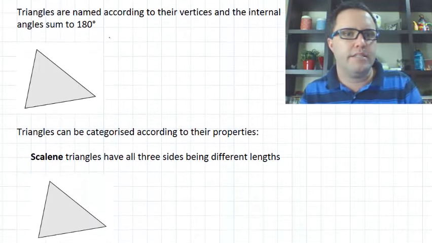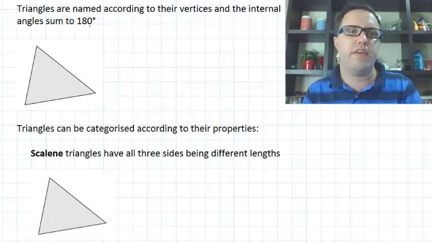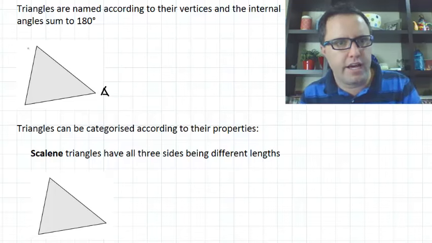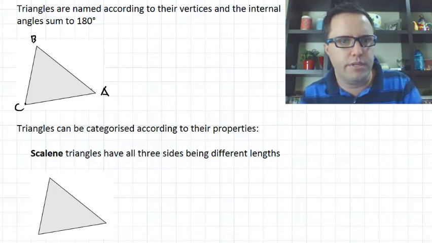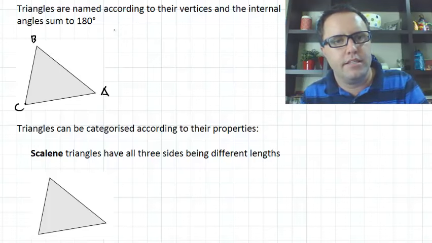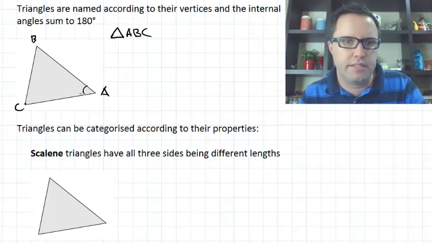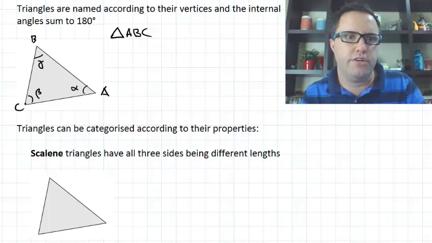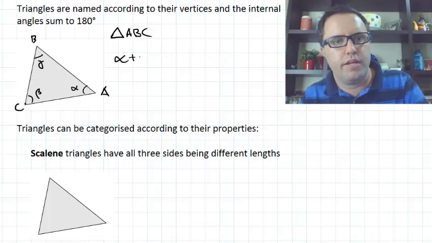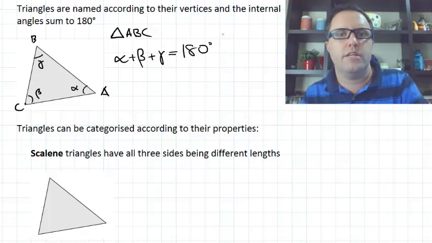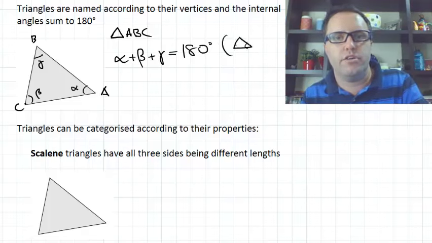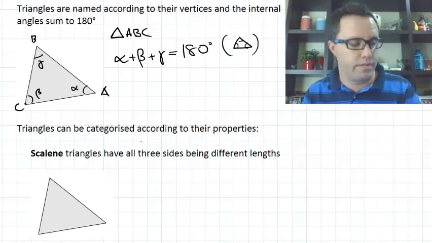So our key ideas: triangles are named according to their vertices and their internal angles add up to 180 degrees. So if we had A, B and C as our points there, we would say that this is triangle ABC, okay? And if we had alpha, beta and gamma as our internal angles, we would say that alpha plus beta plus gamma is equal to 180 degrees because of our internal angles of a triangle rule. Okay, that's how we work with that one.